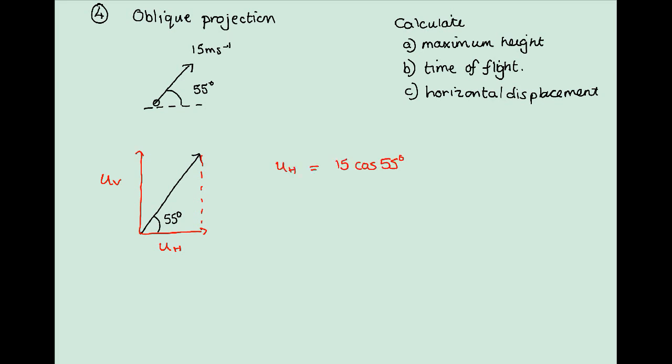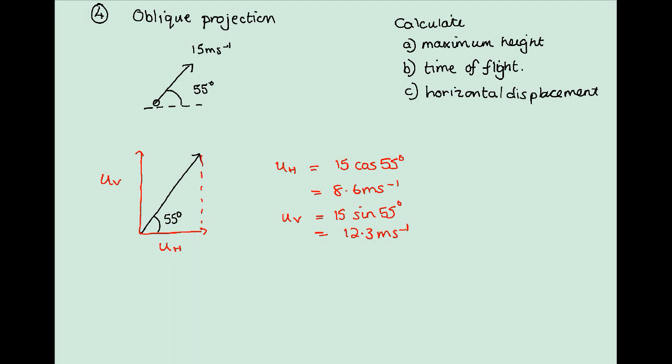So our horizontal component is going to be 15, that is the full speed, the hypotenuse of the triangle, times the cosine of 55, which gives us, for the horizontal velocity, 8.6 meters per second. Similarly for the vertical component, there is the opposite to that 55 degrees. So we're going to use sine: 15 times sine of 55 gives us 12.3 meters per second. And now we've got what we need to progress with the rest of that question.